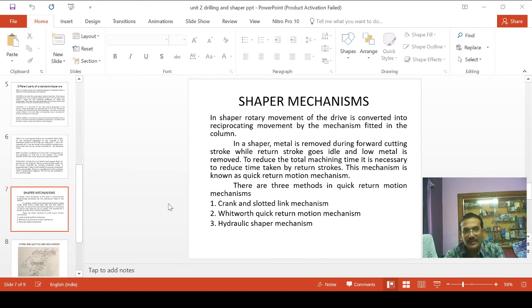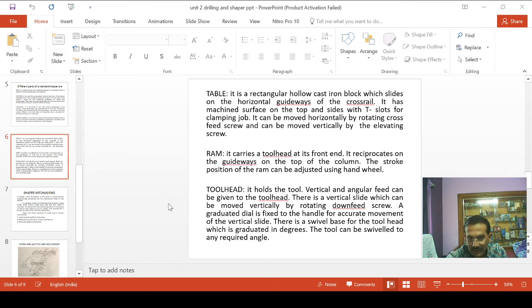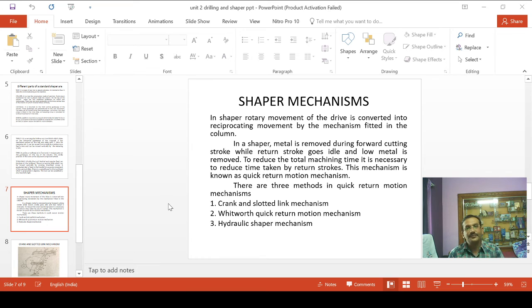That is about the different parts of standard shapers. These are the fundamental parts, incorporated in all shaping machines. Next session, we shall move on to the shaper mechanism.